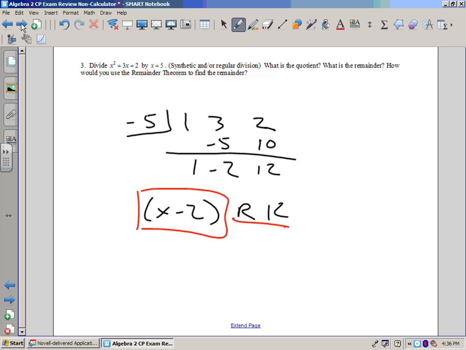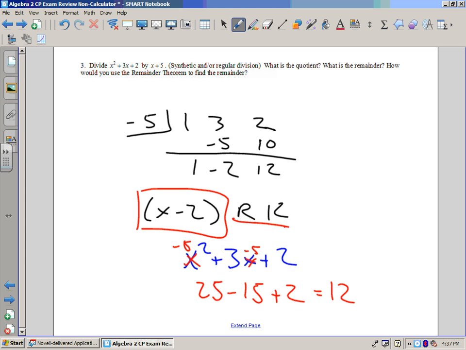The remainder is 12. If I had taken my negative 5 and plugged it into x squared plus 3x plus 2, let me write that down, then a negative 5 for x here and a negative 5 for x here, negative 5 squared is 25. 3 times negative 5 is negative 15, plus 2. 25 minus 15 is 10. 10 plus 2 is equal to 12. That's how I use the remainder theorem to know my remainder was going to be 12.